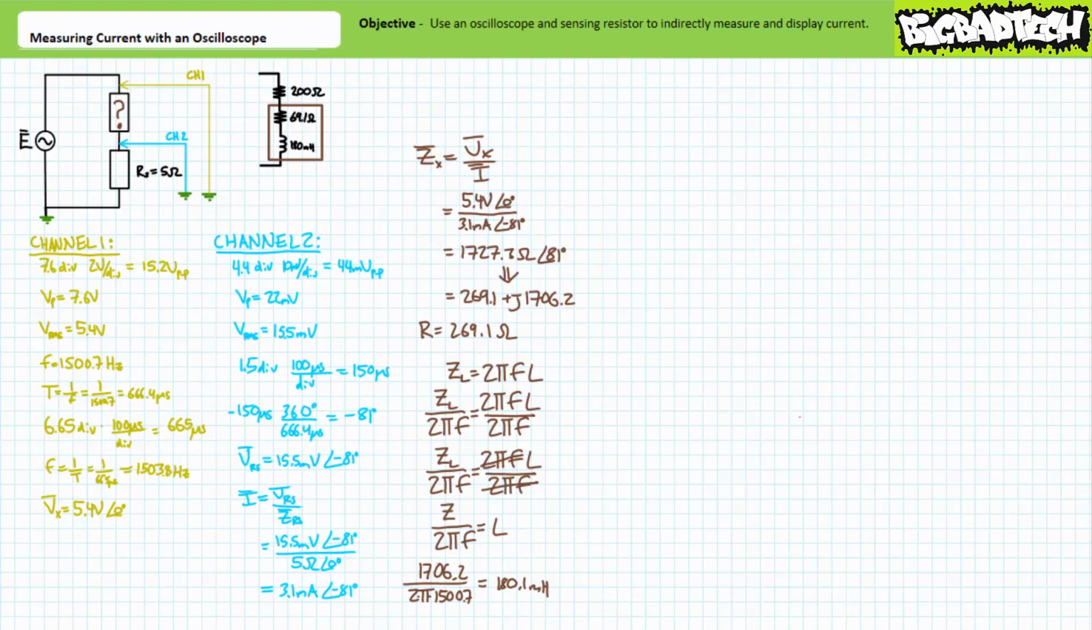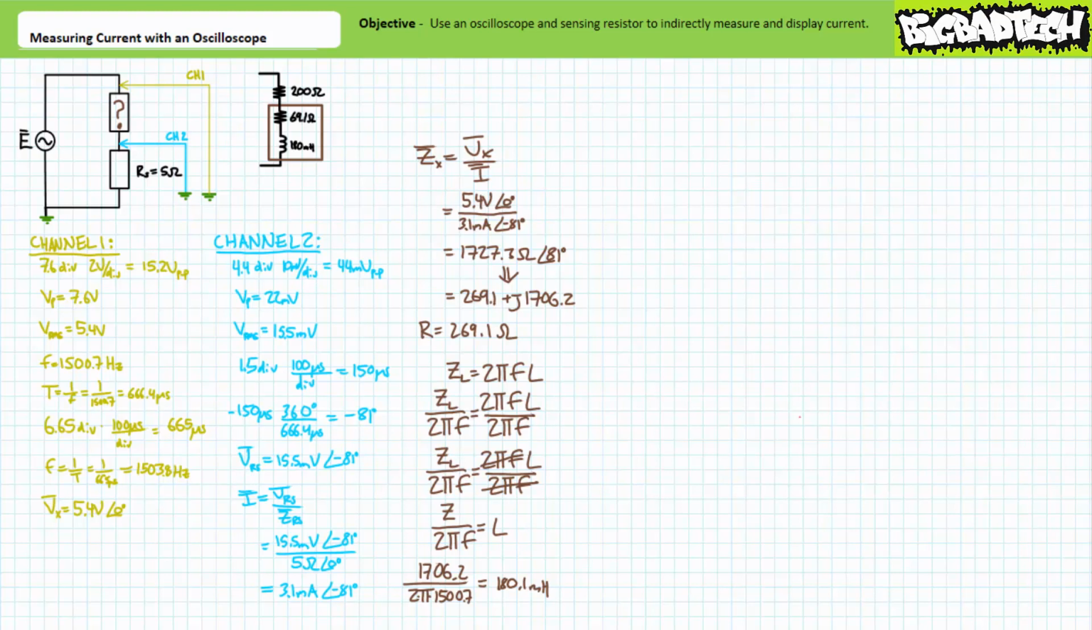Inductors, since they're composed of coils of wire, sometimes contain a measurable amount of internal resistance that can be modeled as a small internal resistance in series with the reactive portion. Most likely, this is a 180 millihenry inductor that happens to have an internal resistance component of approximately 69.1 ohms in series with a 180 millihenry inductive portion. Given the 200 ohm resistor is in series with the 180 millihenry inductor with a 69.1 ohm internal resistance, this makes it appear as if the whole impedance is equal to 1,727.3 ohms at an angle of 81 degrees using polar format, or 269.1 plus J 1706.2 using rectangular format.